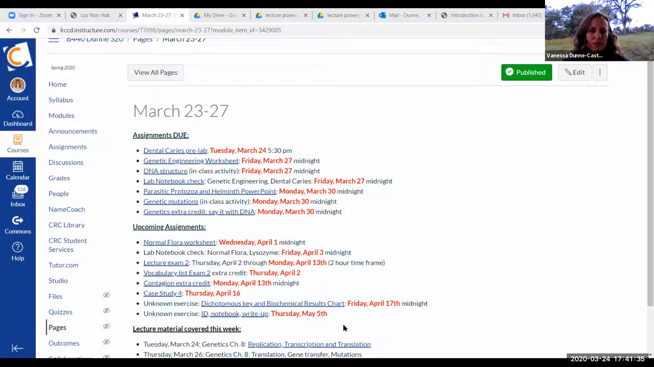And just so you're keeping your eyes on upcoming assignments, this is the stuff that's due from now to the next week. After that, you have a few more assignments. This normal floor exercise that you're starting today, you have until next Friday to complete the lab notebook part of it, but next Wednesday, I want you to submit the worksheet for it. So there are 2 separate due dates for that one.